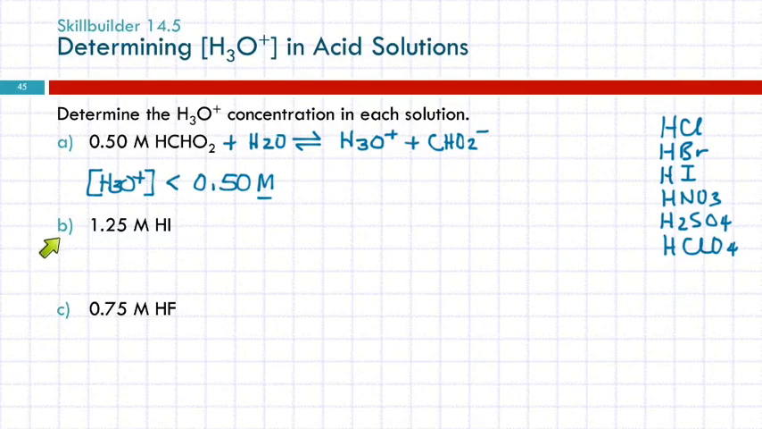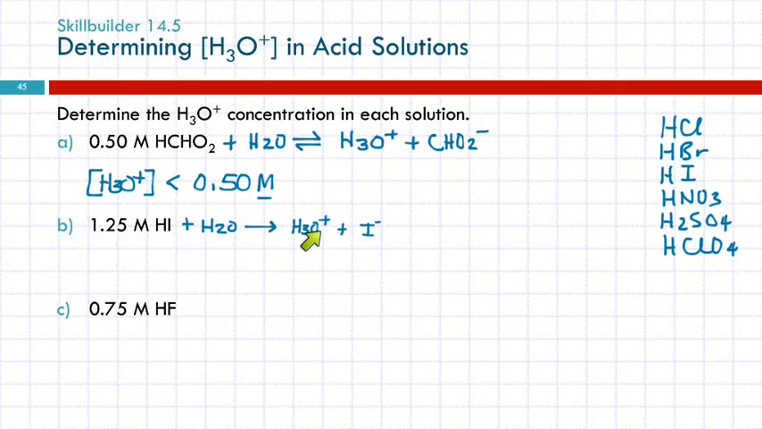Let's turn to letter B here. Is this a strong acid? Yes. So when a strong acid is put into water, it reacts completely, forming hydronium ions and iodide ions. So we started out with 1.25 moles per liter of HI.